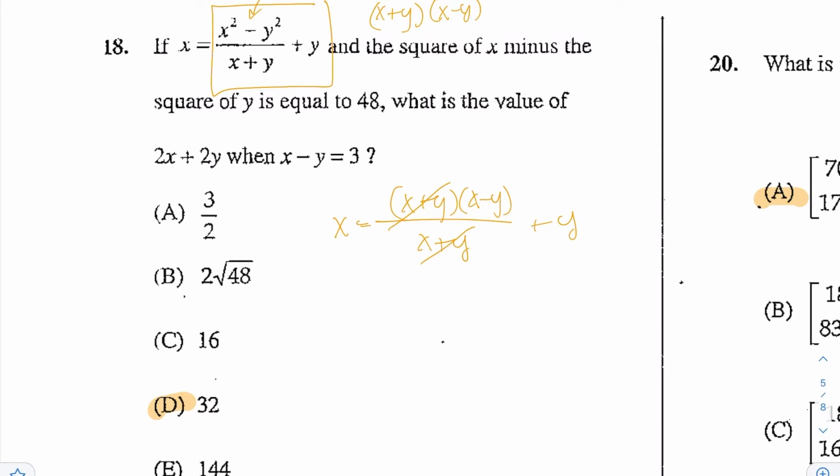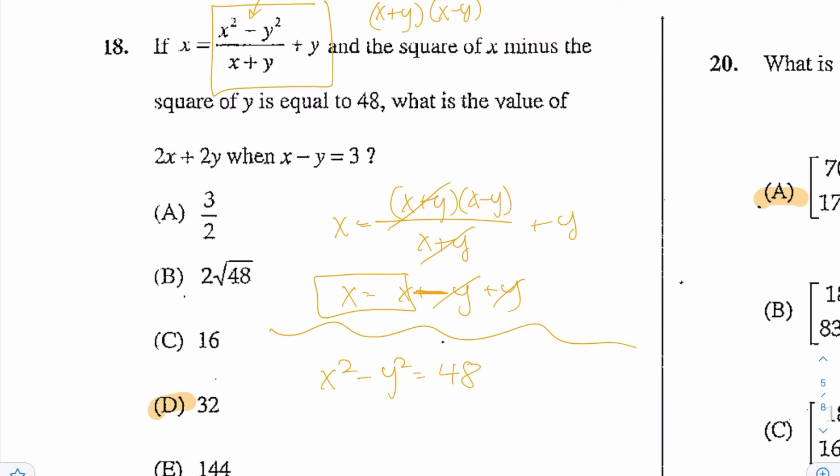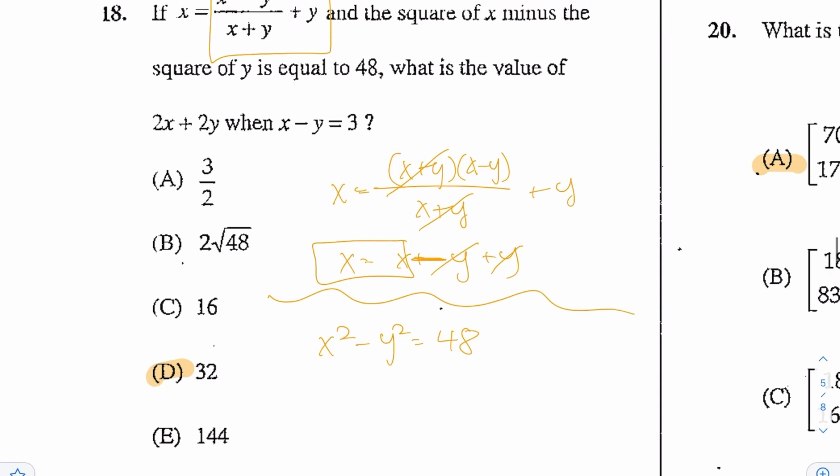So this equation is actually not useful. It just tells you that x is equal to x. So you actually don't need to use this one. This equation is just there to throw you off. Now the next part is that x squared minus the square of y, so x squared minus y squared is equal to 48. And you want to know what's the value of 2x plus 2y when x minus y is equal to 3.